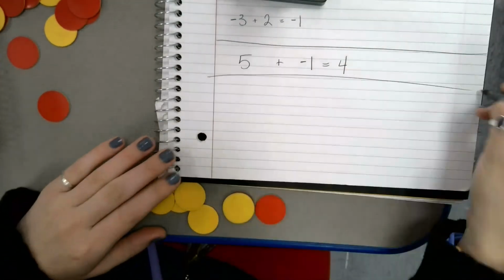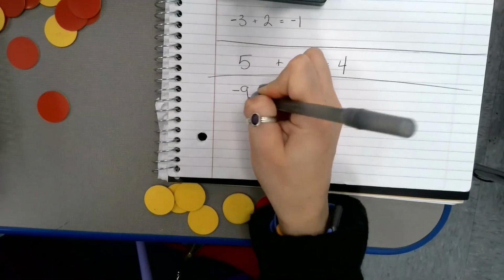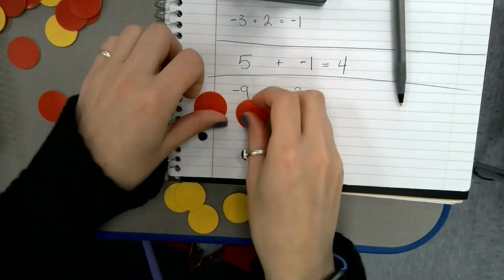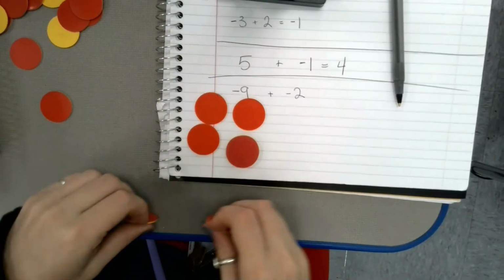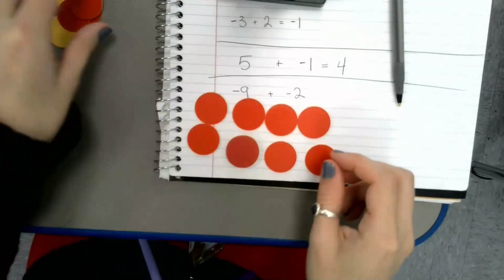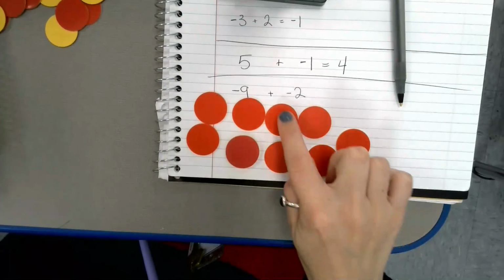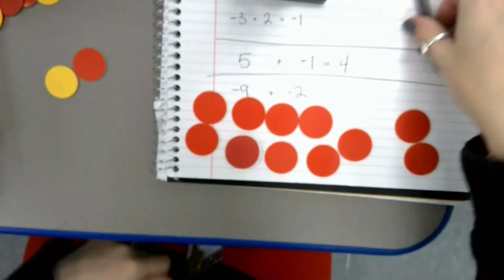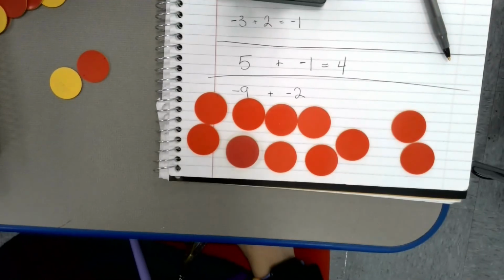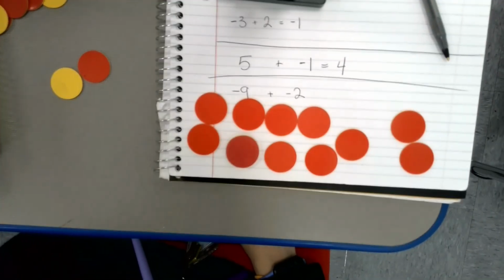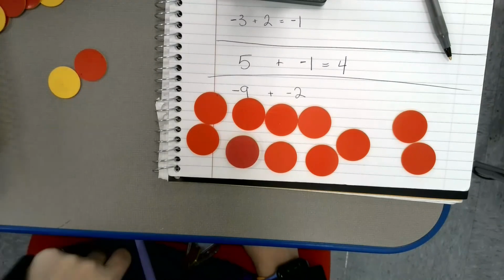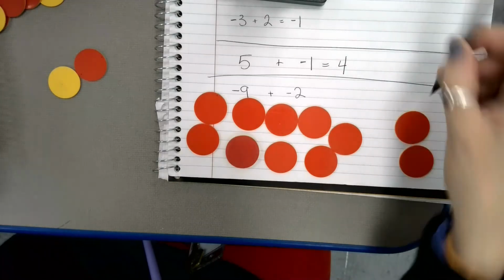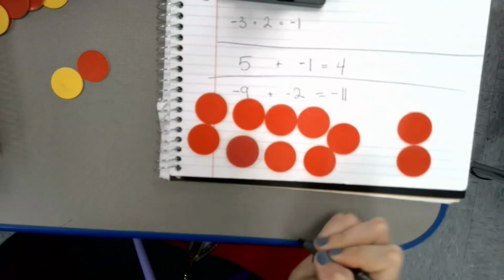Let's do one more example. If I have -9 plus -2. Well, here are 2, 4, 6, 8, 9 negatives, plus 2 more, not positives, negatives. Can I make any zero pairs there? Nope, there are no pairs of a negative and a positive. So my final sum is just these 9 negatives plus 2 more negatives, that equals 11 negatives.